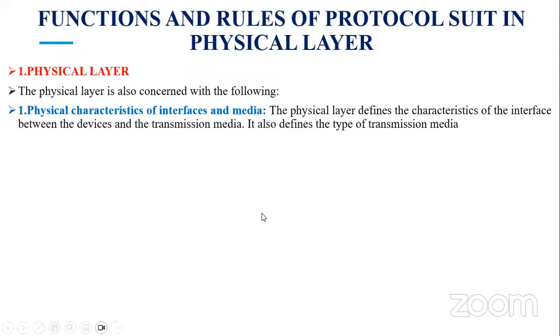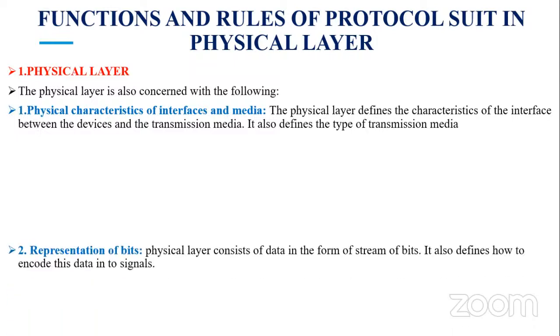The physical characteristics of interface and medium. The physical layer defines the characteristics of the interface between the device and the transmission medium. It also defines the type of transmission media. That's what we have discussed in the previous picture. Based on the medium, the physical layer will convert the signals into various types of signals.